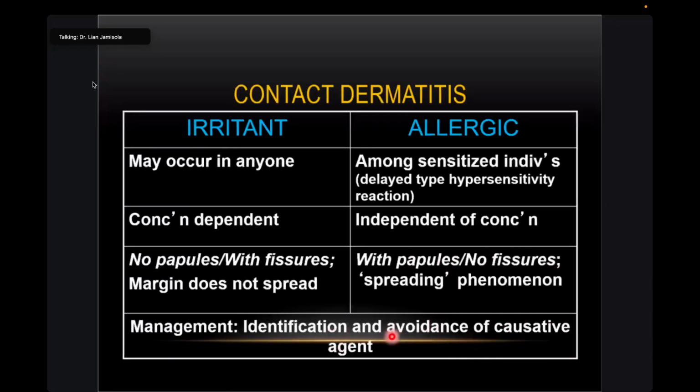Management for both would be identification and avoidance of your causative agent. Whatever is the cause, you should be able to identify it, such that you'll be able to avoid that cause.